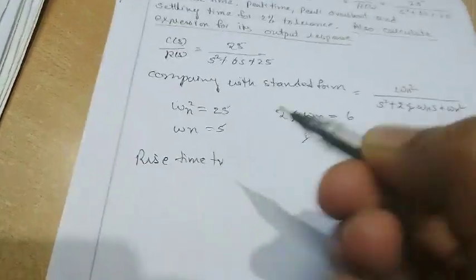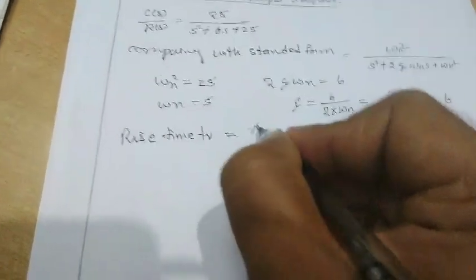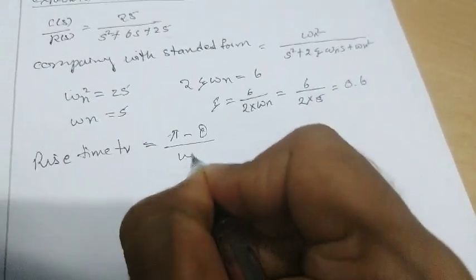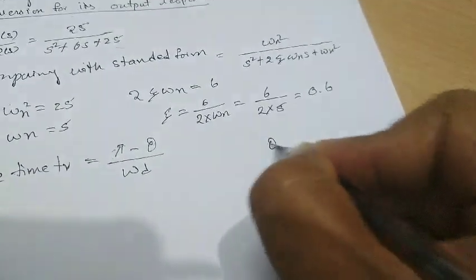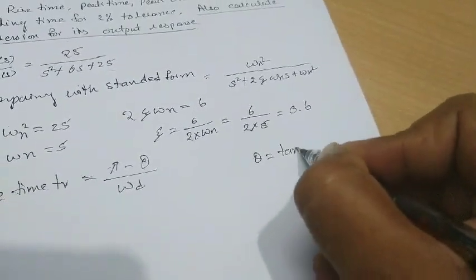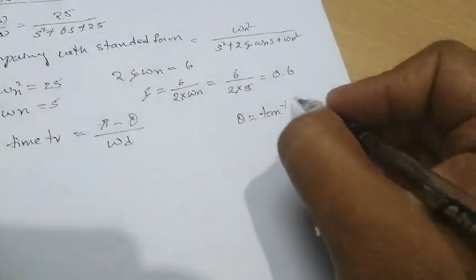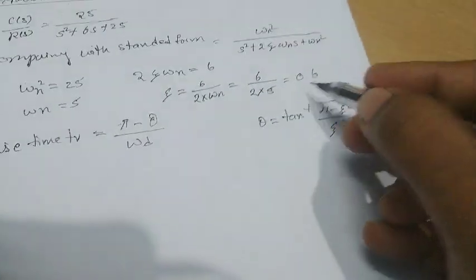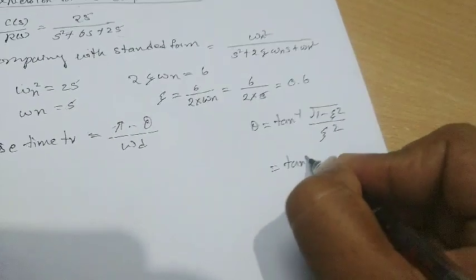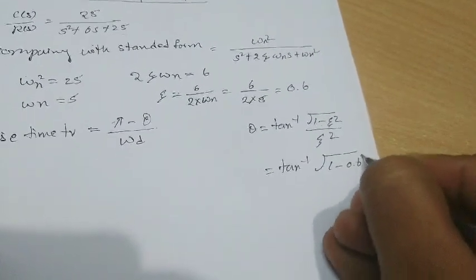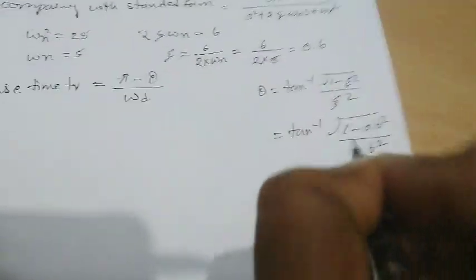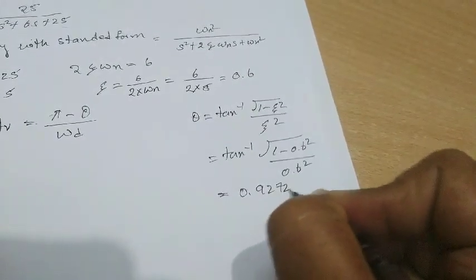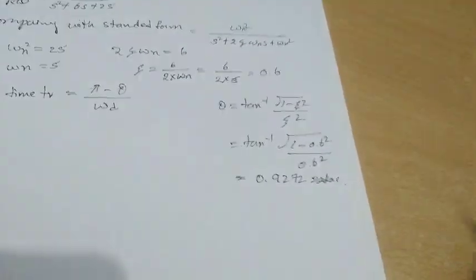Rise time tr is given by pi minus theta by omega d. So what is theta? You know theta from the right angle triangle: tan inverse of under root 1 minus zeta square divided by zeta. We know zeta is 0.6. By substituting this, tan inverse of under root 1 minus 0.6 whole square by 0.6, we get this value as 0.9272 radians. Keep the calculator in radians and calculate.